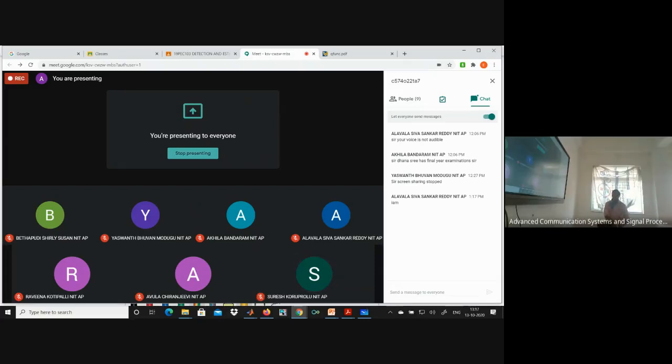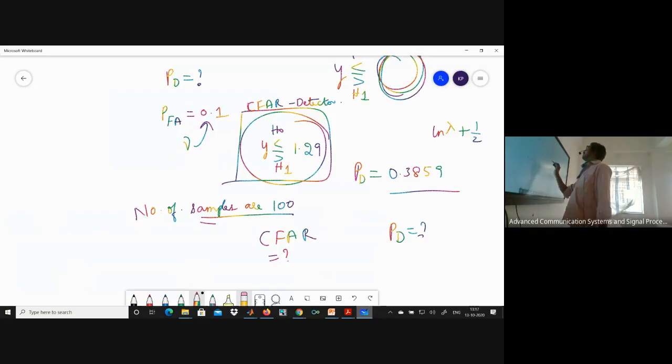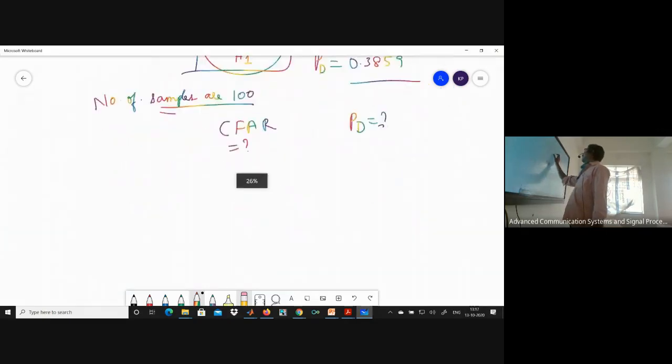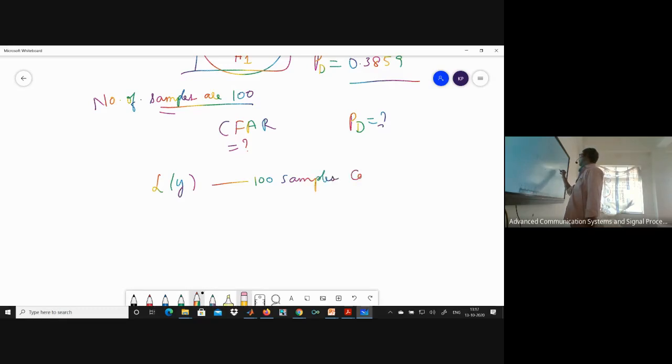All of you can calculate L of y, right? I want all of you to calculate the expression for L of y for the 100 samples case. I believe this is not a big task for you. Shivashankar Reddy, can you do this? I believe you can do it very easily. Am I right or wrong?